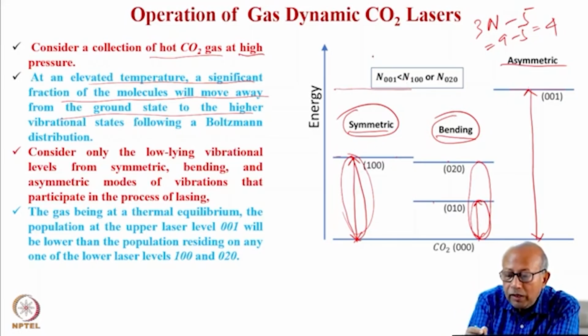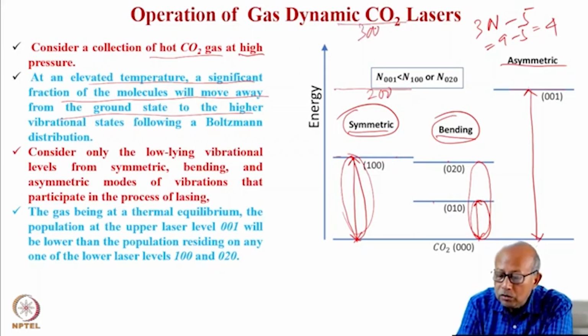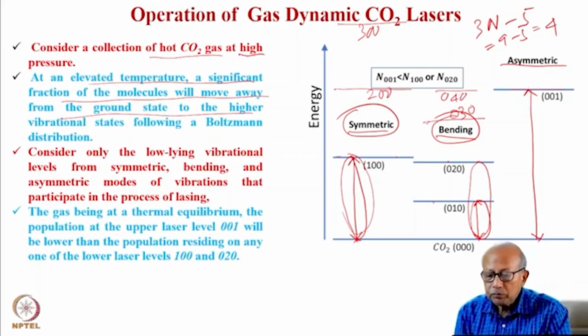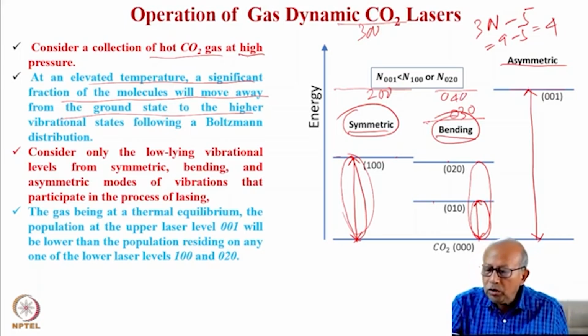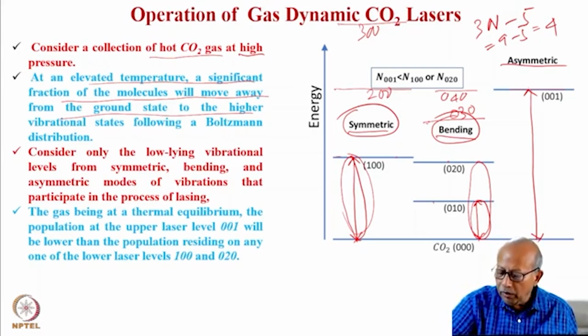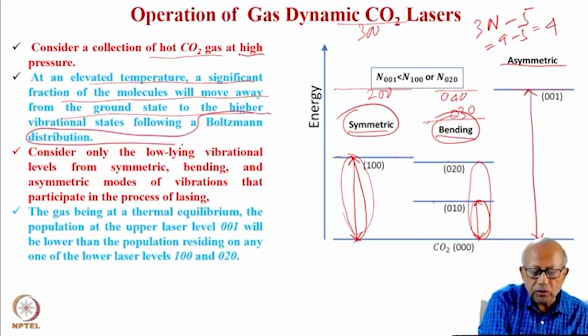This is the ladder of the symmetric mode. So this is 100, this is 200, this is 300, so this is 020, this is 030, then this will be 040, and so on. So the population will gradually, at the elevated temperature, move from the ground state to these higher energy states, of course following a Boltzmann distribution.